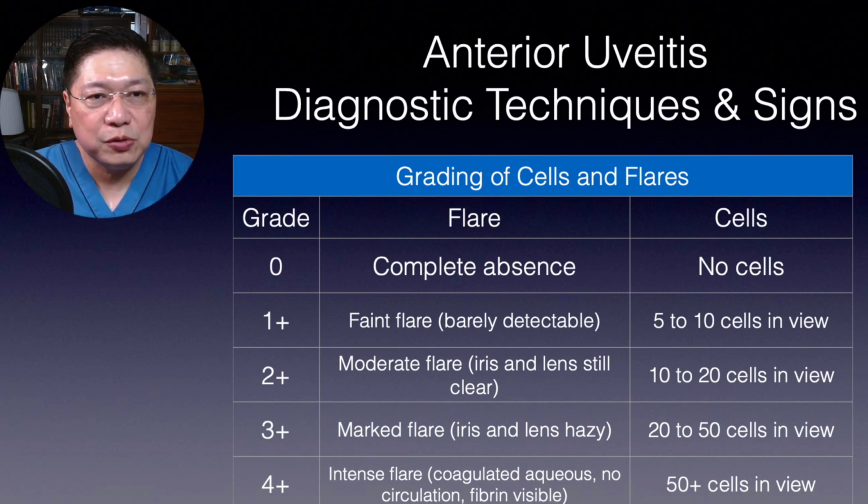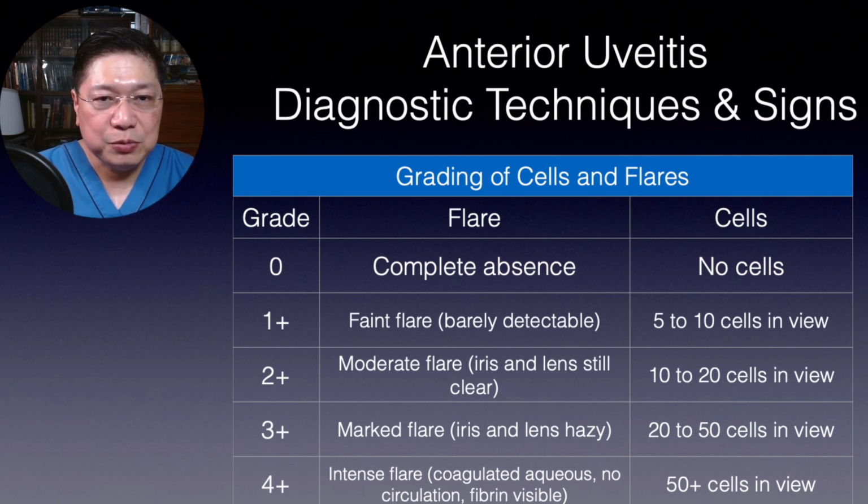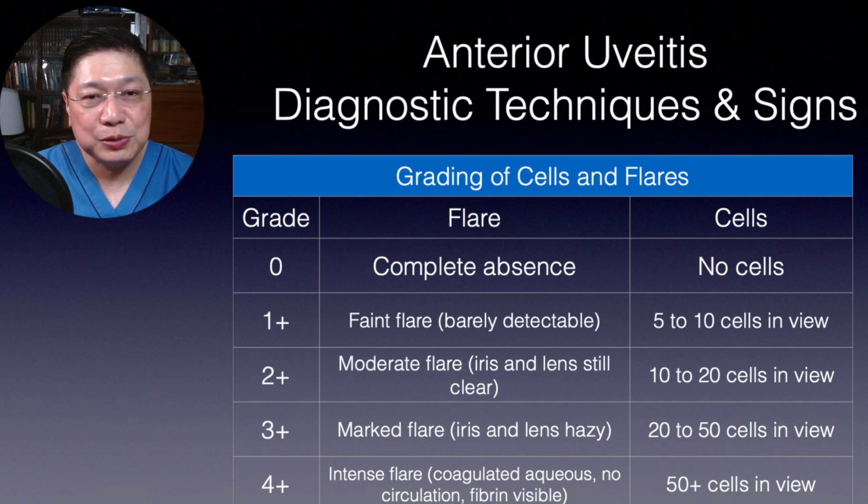A grade 0 would have no flares and no cells. A grade 1 plus would have a barely detectable flare but 5 to 10 cells in view. A grade 2 will have a moderate flare or 10 to 20 cells. A grade 3 would have marked flare and 20 to 50 cells in view, and a grade 4, which is the highest, will have at least 50 cells. So usually you need to count the cells or create a rough estimate of the number of cells you're seeing, so you can grade whether the cells and flares are significant.